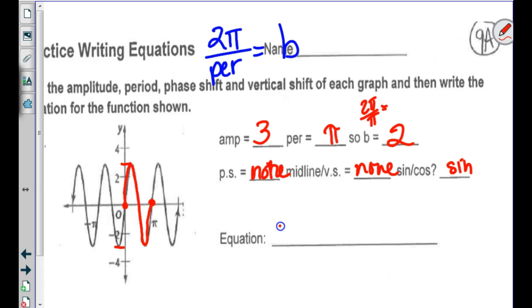All right. So the equation is just y equals a, what's a? The amplitude. And we decided to call it a sine. And then b x plus or minus any phase shift or vertical shift, which there aren't any. Yep.